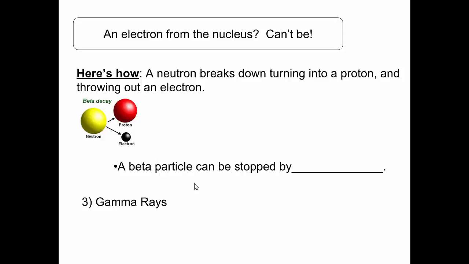Well, what happens is, we know there are protons and neutrons in the nucleus. And in beta decay, sometimes a neutron spontaneously changes into a proton. In order to do that, its charge goes from 0 to +1. How is that going to happen? By getting rid of a negative electron. This neutron changes into a proton. Okay. So that's where this electron comes from. It comes from the transition of a neutron into a proton. Beta particles can be stopped by a thin sheet of metal.